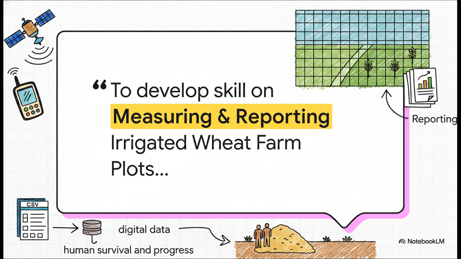By mastering these exact tools, agricultural workers in Ethiopia can accurately measure their crop yields, report on those irrigated farm plots with high-accuracy GPS, and ultimately optimize their food production. That is the true, incredible power of GIS. It translates digital data directly into human survival and progress.